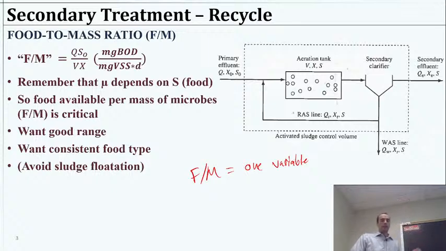So if we get a handle on that, we can't change the volume, we can't change the flow rate typically. Again, can't tell people to stop flushing. So what we can change is the amount of bacteria we have present by removing more or less of them. And it turns out this F/M is pretty critical for making sure we have the right microbes growing. If we get a very bad ratio, or maybe there's some weird other food type, so we'd prefer it to be a consistent food type.